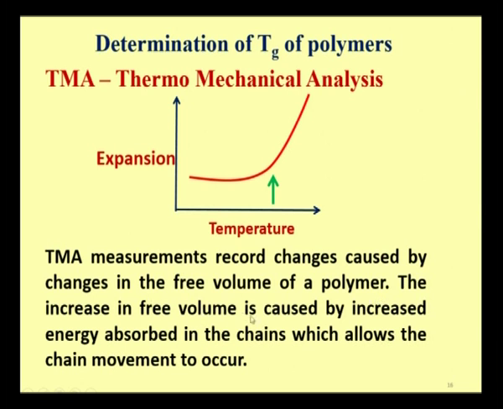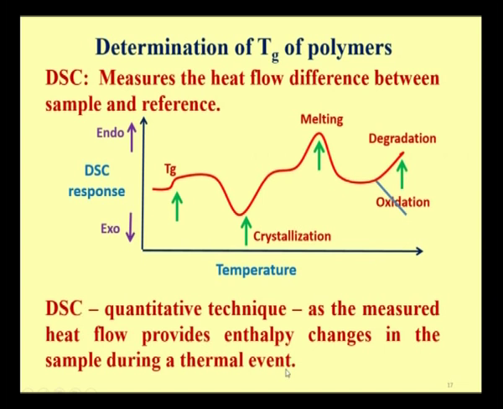The increase in the free volume is caused by increased energy absorbed in the chains, which allows the movement of the chain to occur, and this is indicated by the change in the length or breadth or whatever it is, dimensional changes occurring in the material, which is what is measured in the TMA method. Now, let us move on to the DSC.